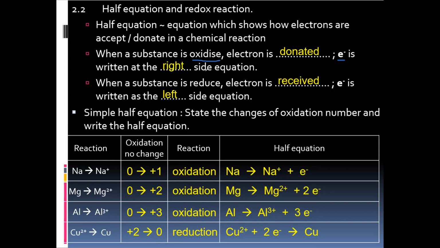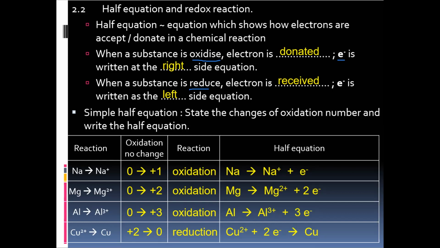I wouldn't want you to memorize it anyway. I'll explain it so that you could understand it. But this is another way to see it: whenever electron is donated, E minus is written on the right side of the equation. And when a substance is reduced, electron is received, and E minus is written on the left side of the equation. So that is what we mean by oxidation and reduction.